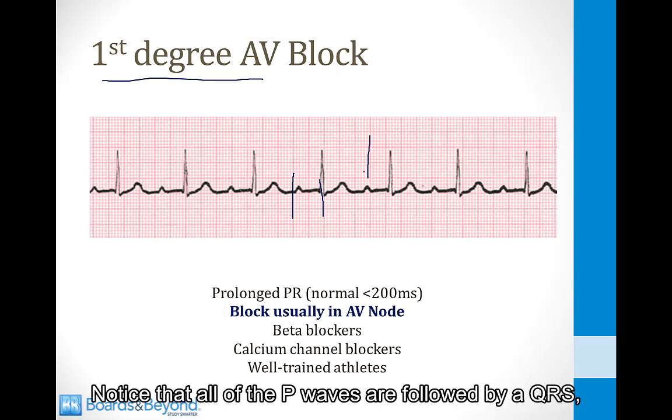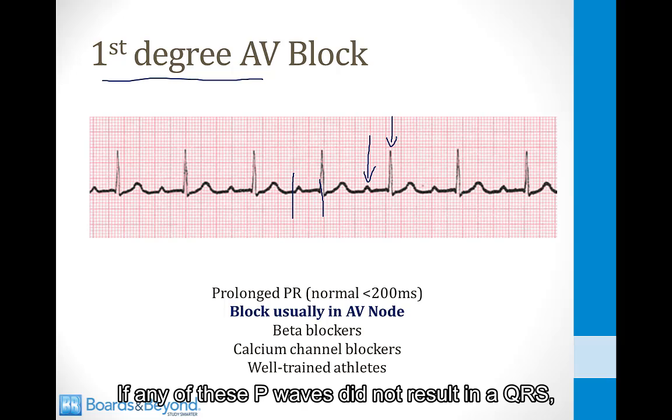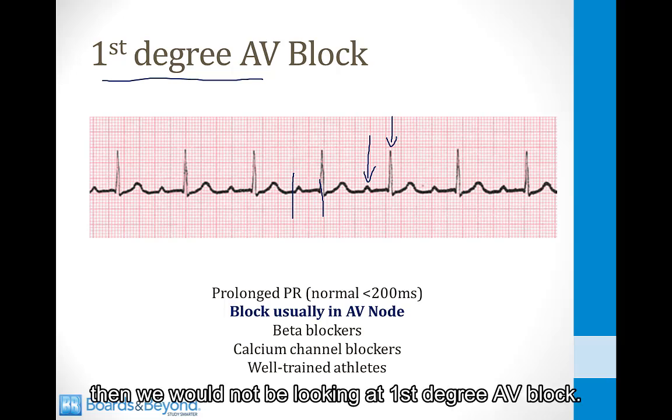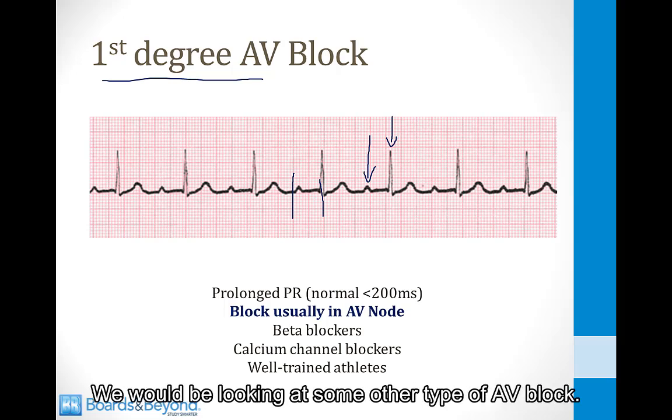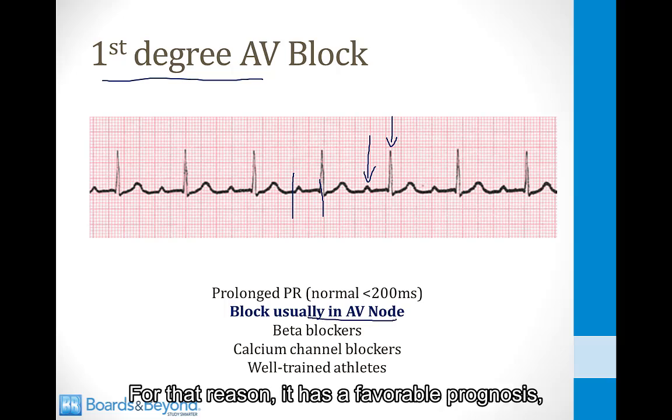Notice that all of the P waves are followed by a QRS, meaning they are all conducted. If any of these P waves did not result in a QRS, then we would not be looking at first-degree AV block. We'd be looking at some other type of AV block. The block in first degree is usually in the AV node. For that reason, it has a favorable prognosis for all the reasons I mentioned before.